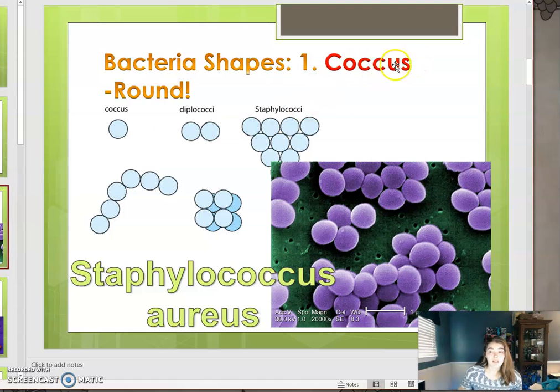We have a coccus shape, which is a little circle. You might have heard of this one, Staphylococcus, or a staph infection. Here's an actual picture of Staphylococcus aureus, also written as S. aureus. Now, S. aureus is a pretty common infection in hospitals, but staph infections can be very serious if untreated. So coccus just means round.